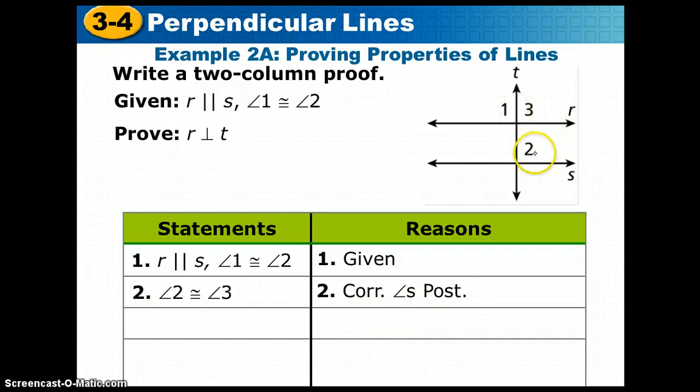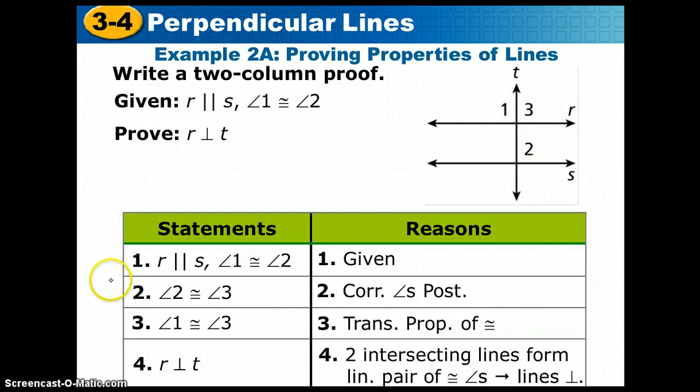But we know 1 is congruent to 2. Now we know 3 is congruent to 2. We can state 1 and 3 are congruent by the transitive property of congruence. And if 1 and 3 are congruent, we have a linear pair of congruent angles, so these lines must be perpendicular by that theorem we just looked at. If two intersecting lines form a linear pair of congruent angles, then the lines are perpendicular.